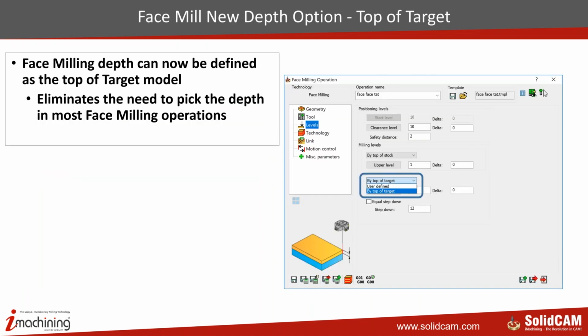You can also select the levels inside the face milling, whether you want to use the top of the target, user defined, or by top of stock. Depending upon the stock thickness, when you use by top of stock, the upper level will be selected automatically. You don't have to switch on the stock model every time and select the top face. In the milling levels, you just select by top of stock, and immediately it selects the upper level automatically depending on the stock definition.